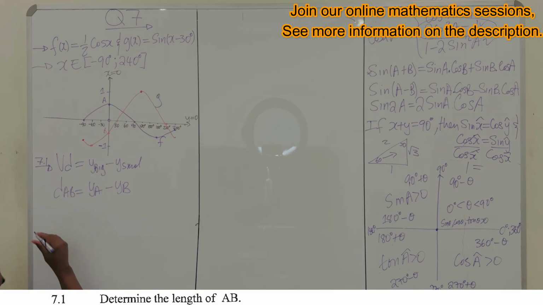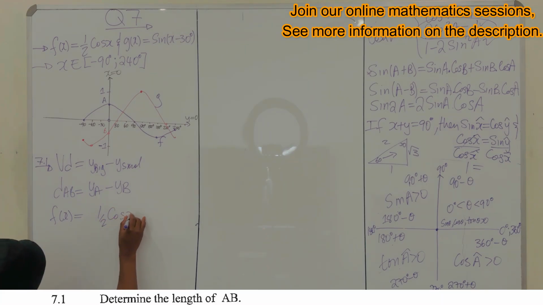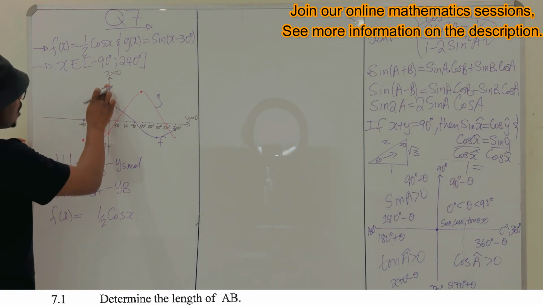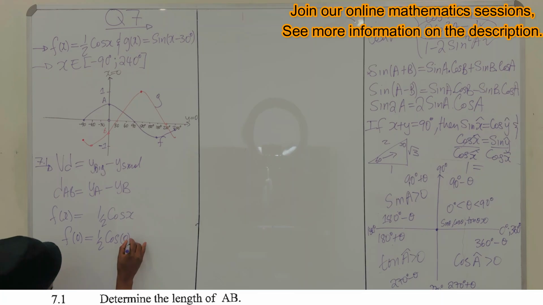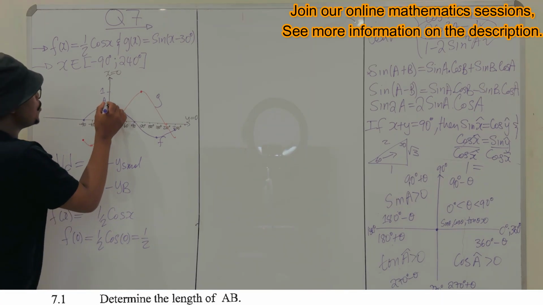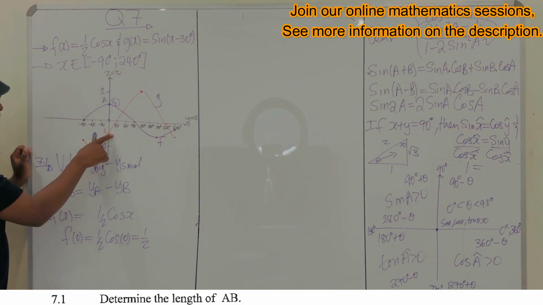So what you need to do is find the y value there and the y value there. You have that f of x is equal to positive half of cos x. But you know the x value there is 0, right? So f at 0 is half of cos 0, which is equal to 1 over 2. So the y value at point A is 1 over 2.